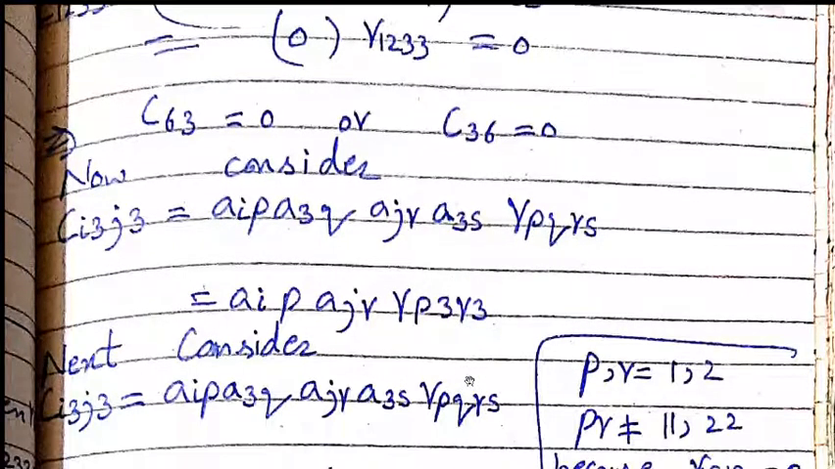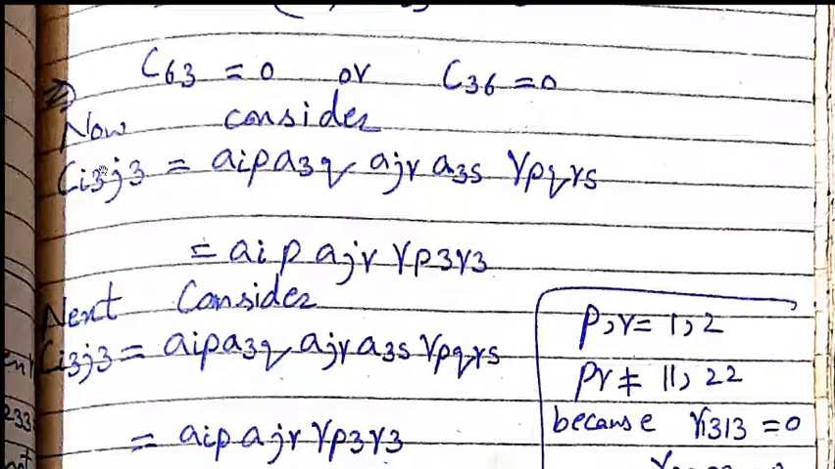Now consider the case when we have I3 and J3. On right hand side we have P, Q, R, S, I3, J3. We have this is one, this is one. After opening the summation on Q and S, we have this.